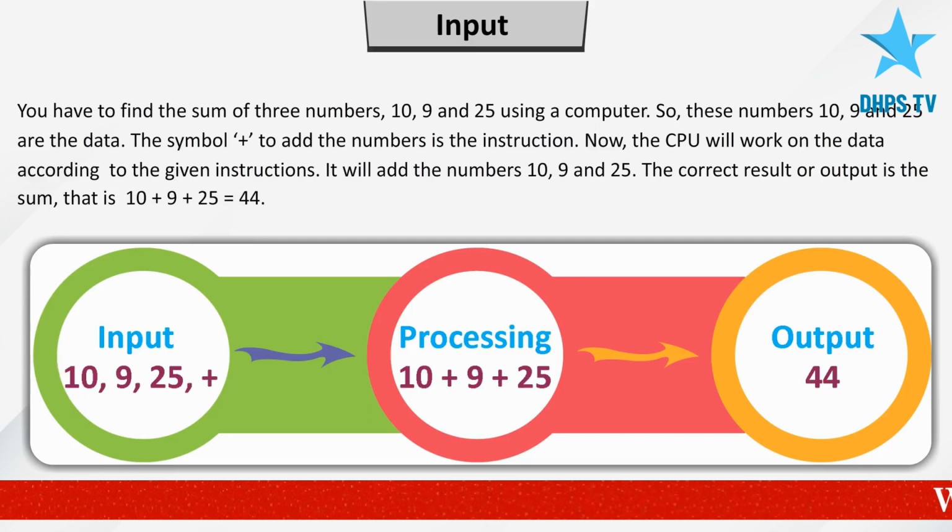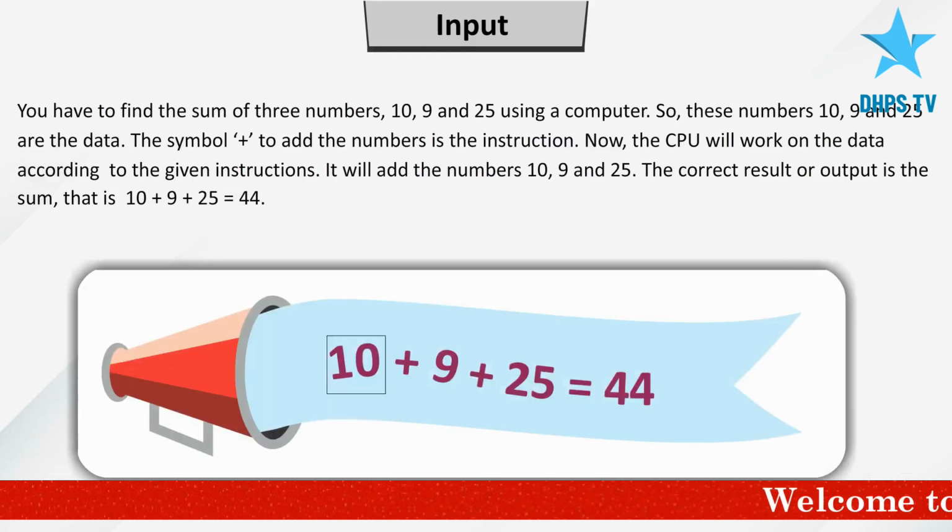Input 10, 9, 25 plus. Processing 10 plus 9 plus 25. Output 44. 10 plus 9 plus 25 is equal to 44.